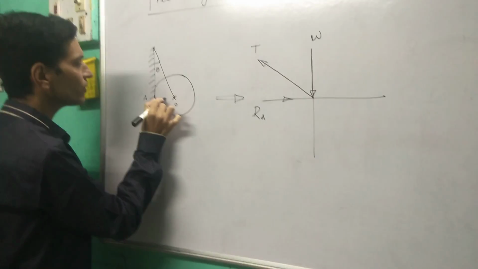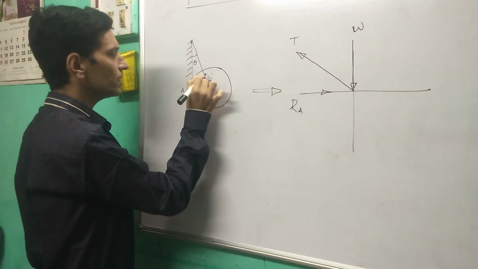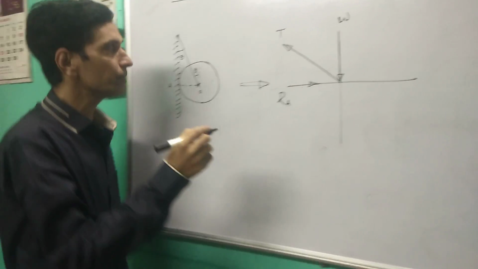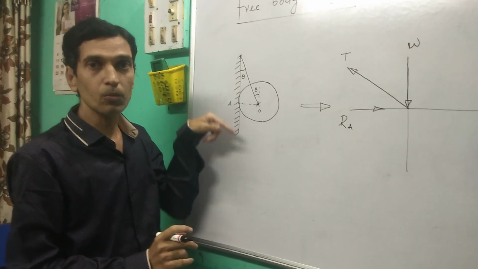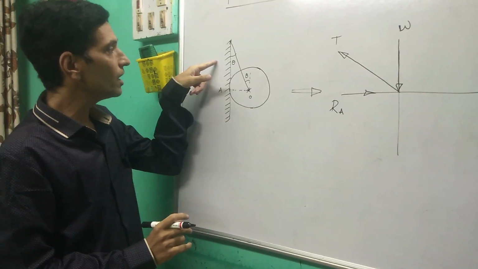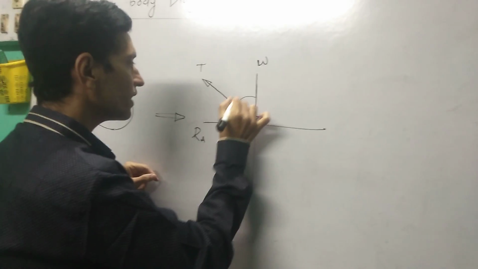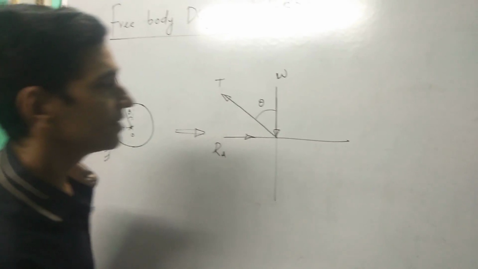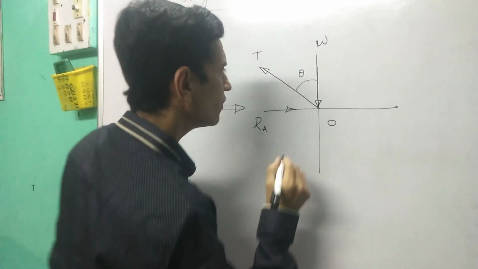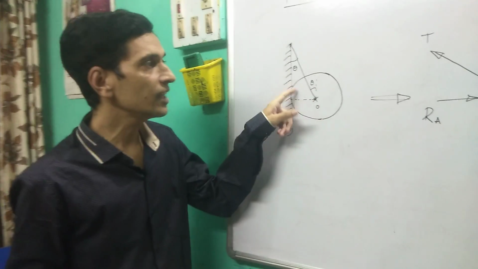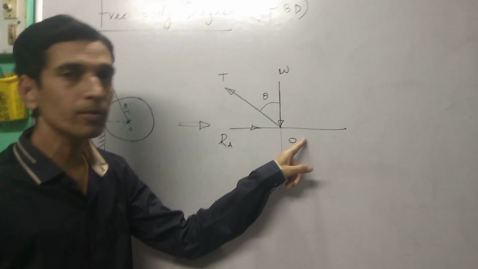Now how to transfer this angle? Take this angle as theta. Since the angle is given with respect to the vertical plane for the cable, then if I want to take the same angle at the center point of the ball, it is taken over here. Theta is the angle of the cable with respect to the y-axis at the center point of the ball.